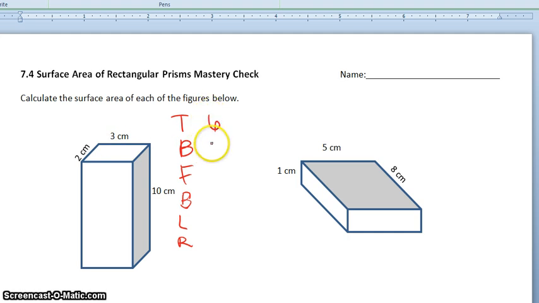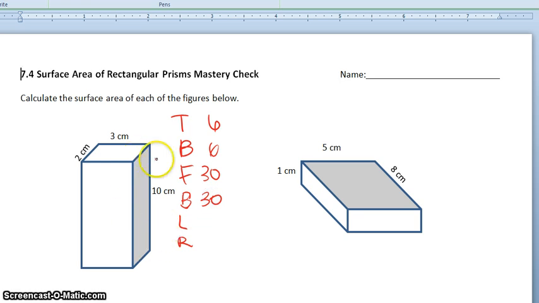I know that the bottom of the box has the same area as the top. They're the exact same shape, and if you think about a box, you'll know that that's true. So that area is 6 as well. The front of the box is 10 centimeters high. I see that right here. And it's 3 centimeters long. I can see that because this length is labeled as 3 centimeters. So I have 30 as my area for the front and the back.